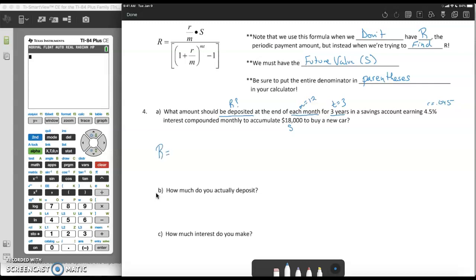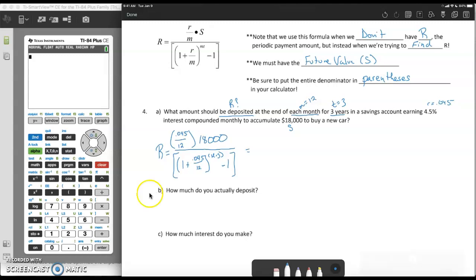So I'm going to set this up: big R equals, and then set up a giant fraction. First we have to do little r over m, so 0.045 over 12 in this case, times that accumulated amount, so times $18,000, divided by, in brackets, huge brackets, and then a set of parentheses, 1 plus 0.045 over 12, close those parentheses, to the 12 times 3 power, and then down again on the main level, minus a 1, close your brackets.